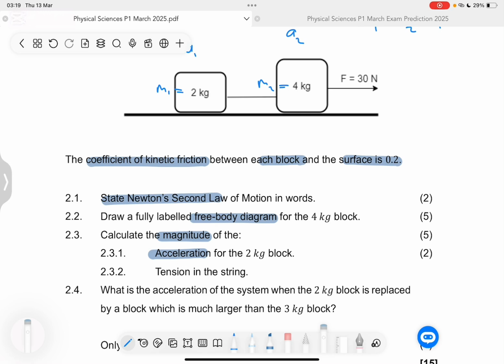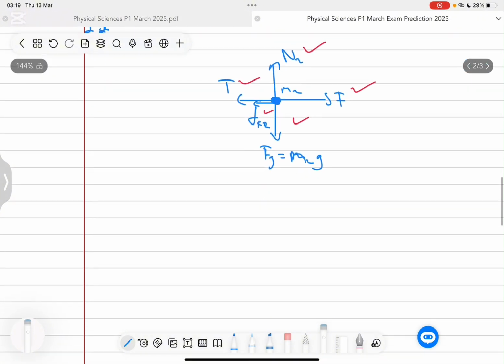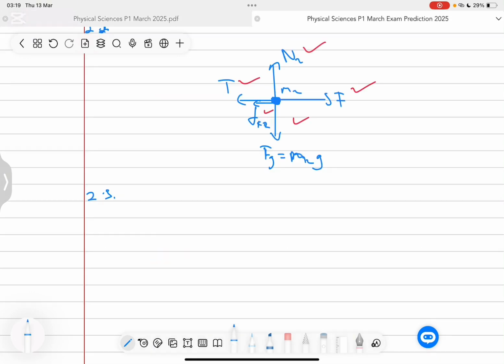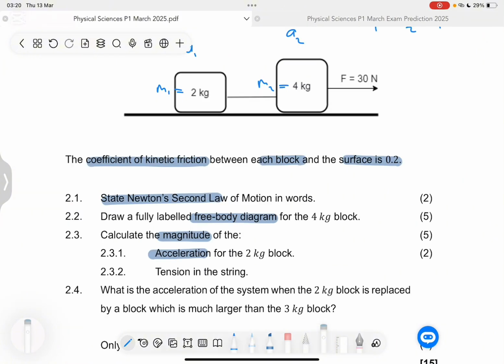Now, if you check this question here, it is actually 5 marks, right? So that means we're going to do a pretty involved calculation here. So we are on 2.3.1. Now, when you solve these problems, we basically focus on each object individually. We look at the object of interest. I'll firstly start by looking at M1. So I'll say for M1, that means I'm looking at this object.